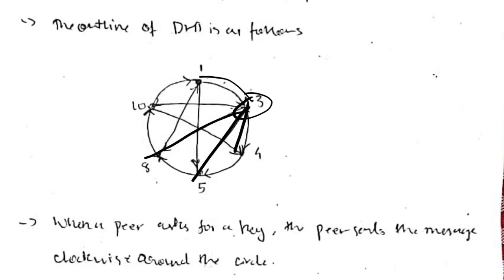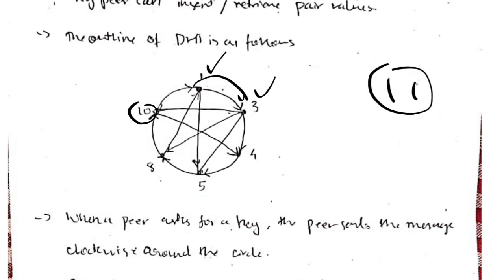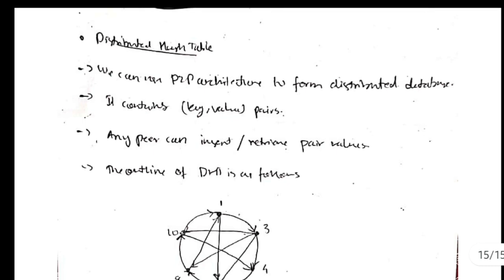Suppose that a peer asks for a key, for example 10 is asked, so 10 is here, 11 is asked. What happens is it will compare with 1, then in clockwise direction it will go, 3 is more closer, 4, 5, 8, 10 is more closer to 11, so 10 is selected. In that way the distributed hash table works.